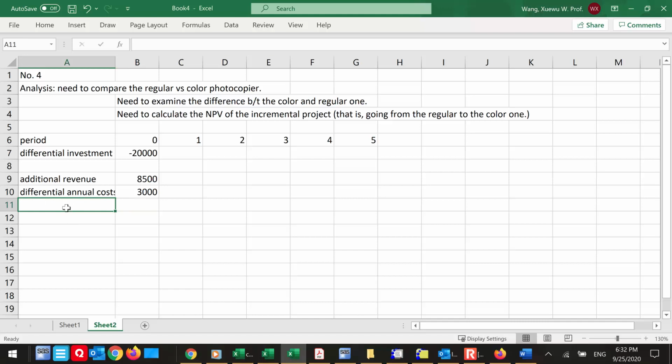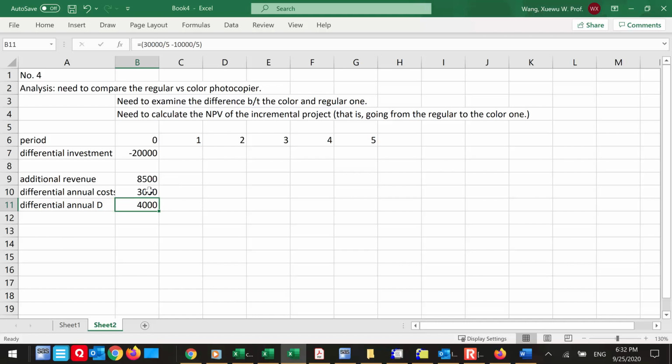By the way, we also need to look at the differential annual depreciation. I'm going to look at the depreciation for the color one. That's 30,000. We're doing straight-line depreciation unless otherwise specified. So 30,000 over 5 years is the annual depreciation for the color one. And now we do 10,000 over 5 years, which is the depreciation for the regular one. So the differential depreciation is $4,000.